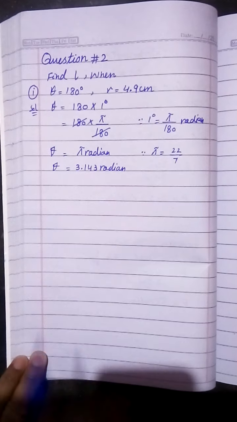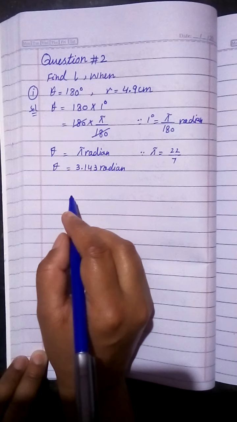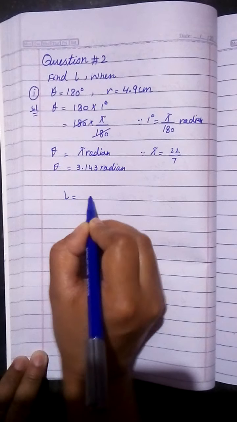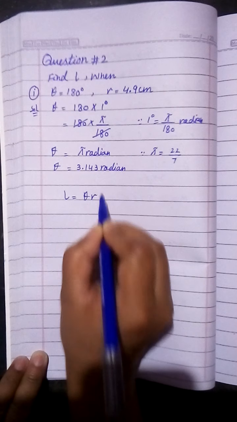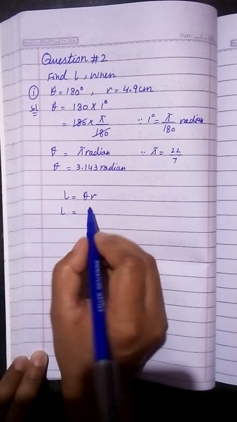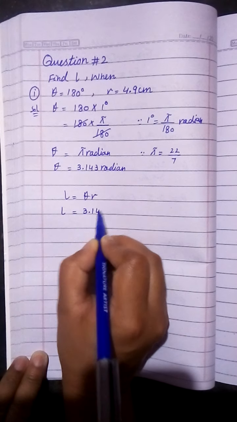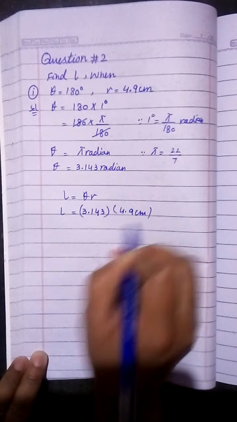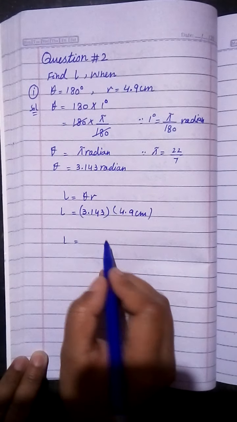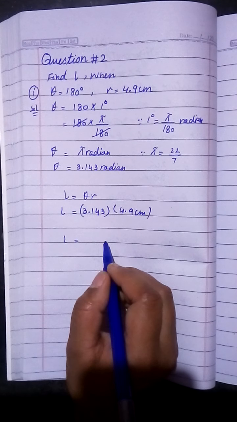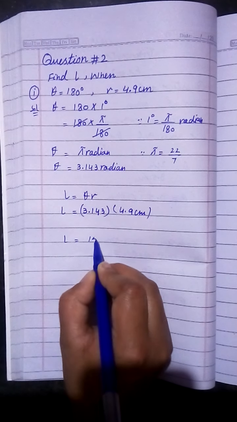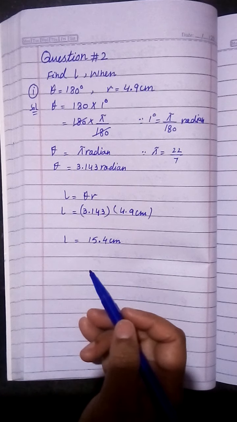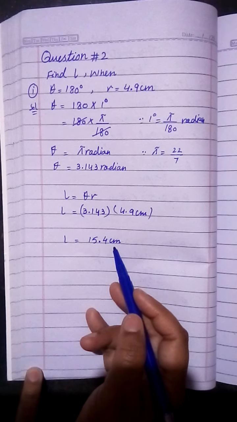So now you are going to find the length. So its formula you have to apply here. We know that length equals theta multiplied by radius. So L you are going to find out here. So theta here is 3.143 and R here is 4.9 centimeter. So you have to multiply 3.143 by 4.9. Then its answer is 15.4 centimeter. Length is measured in centimeter or meter. So the unit of measurement used here is centimeter.